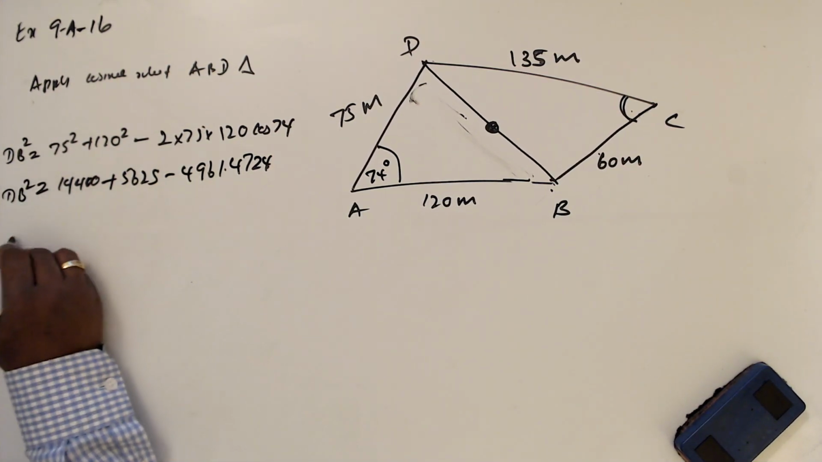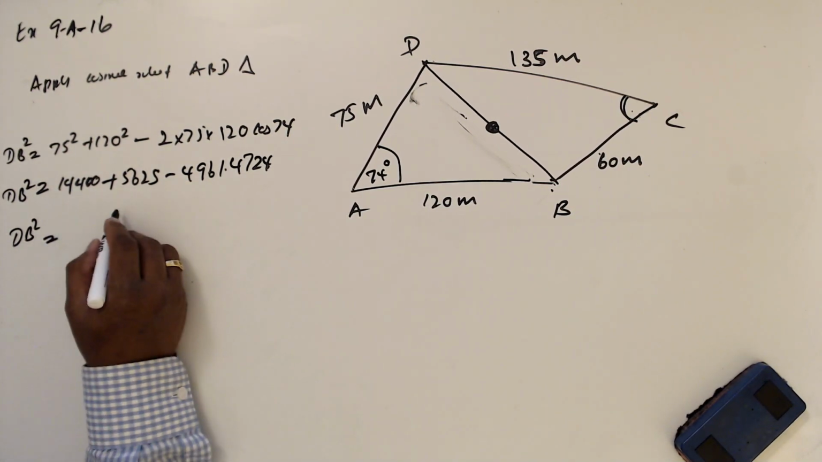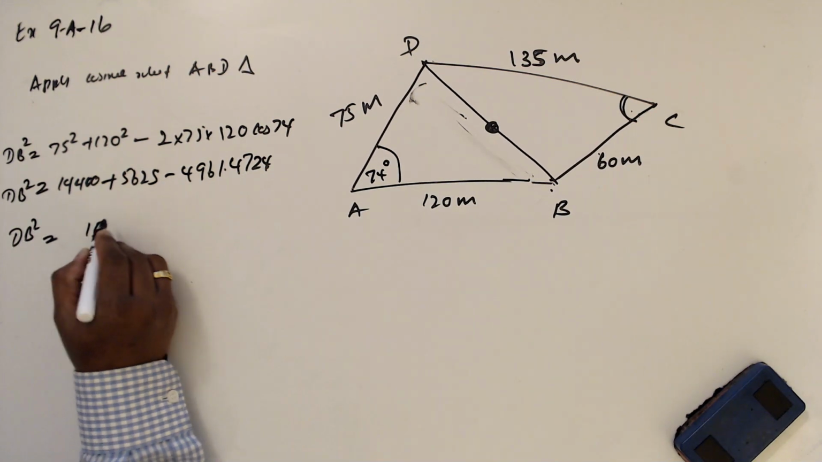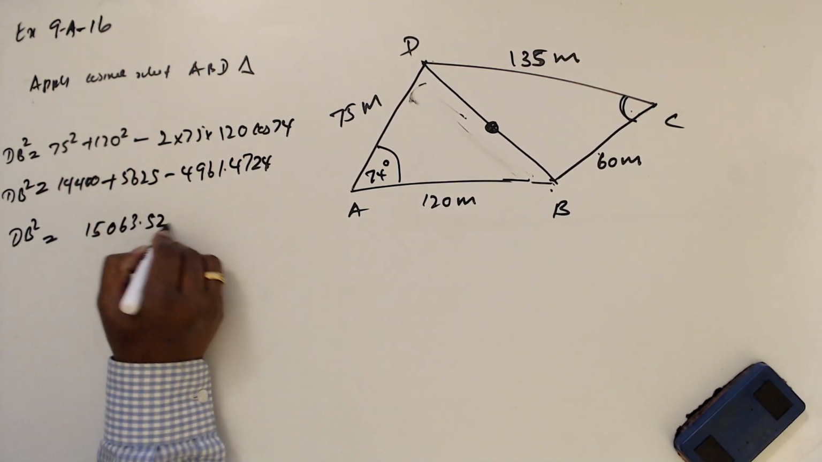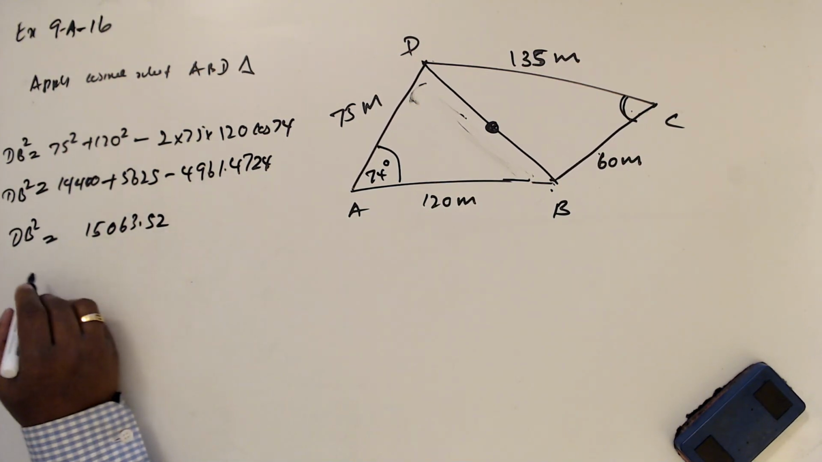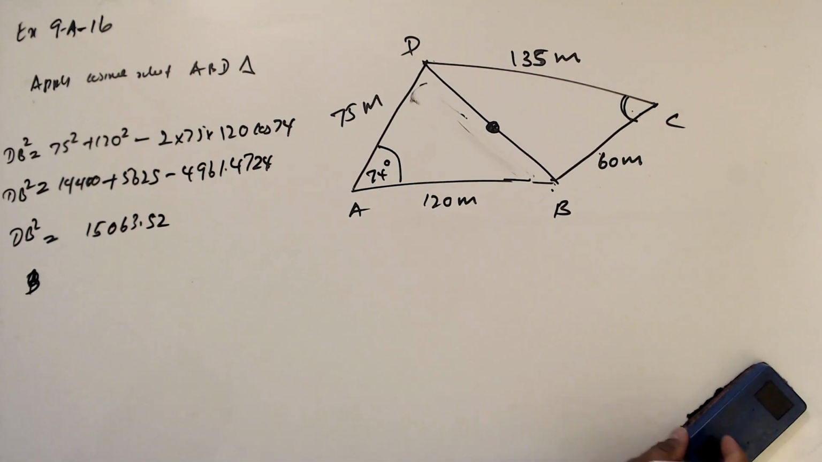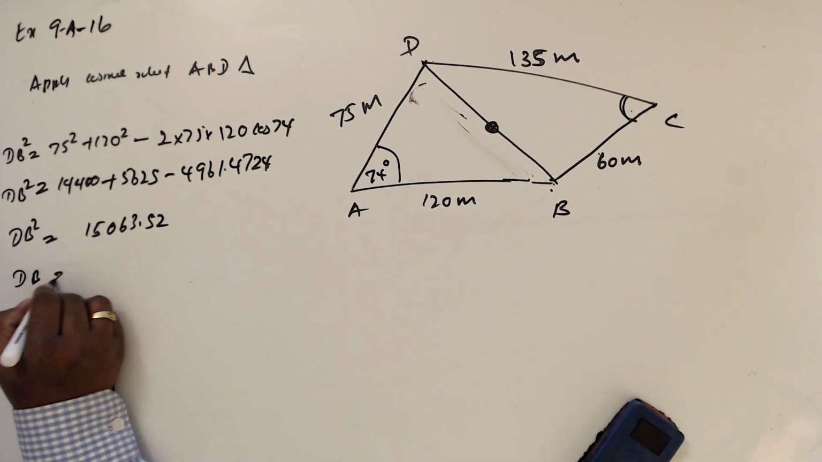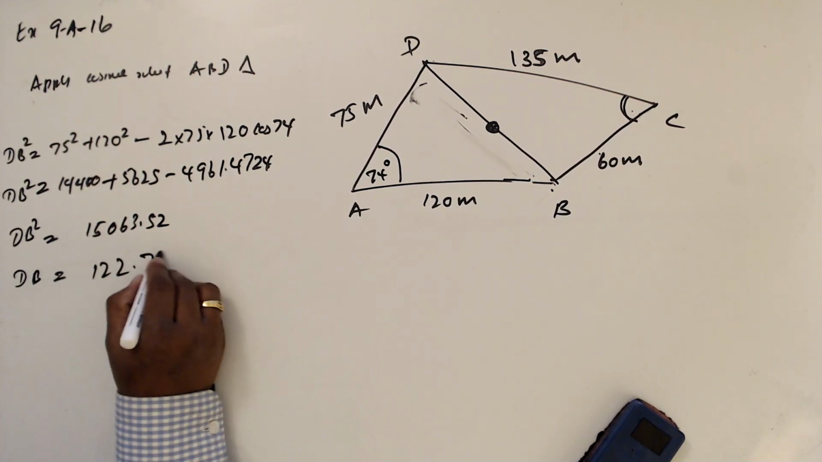Then DB square equal 15,063.5. So DB equal 122.733.